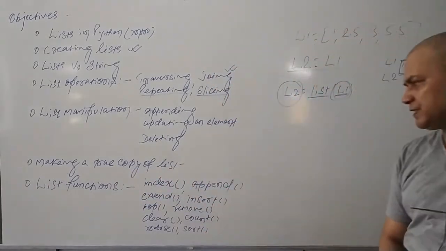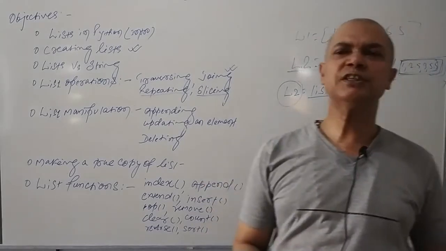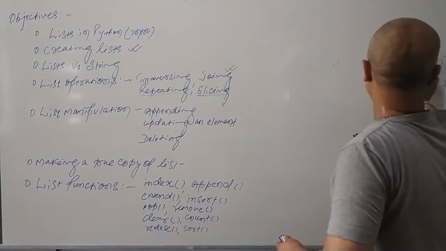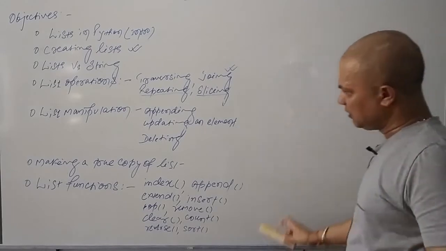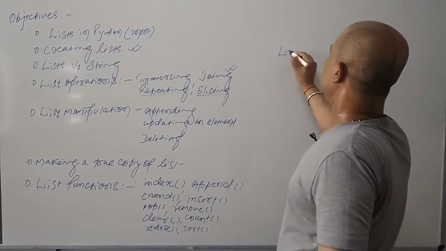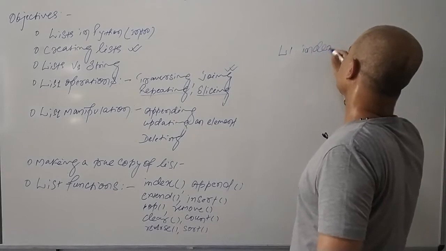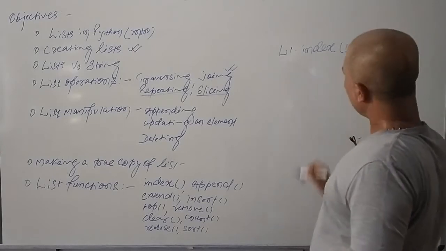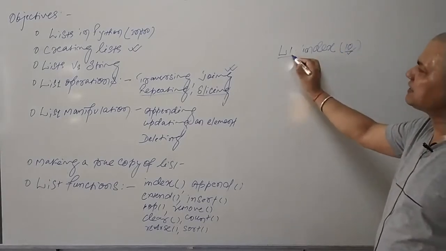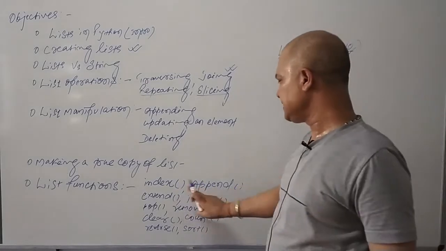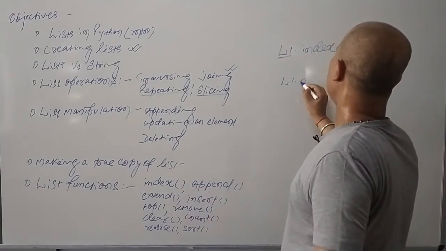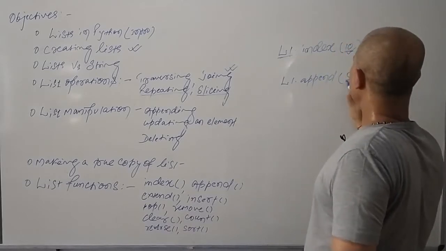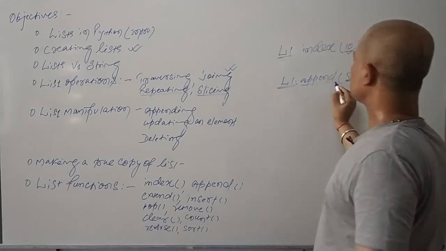Now come to the list functions. We have an index function. The index function of the list simply lets us know the index position of any element of a list. See how to use the index. L1 dot index, and in brackets, since it's a method, you give the element name. So what will be the index position of the 10 in this list? It will give you that. That is what index is. Append method, simply L1 dot append, and you just put a value. This will be added at the last of L1, that's why it's called append.